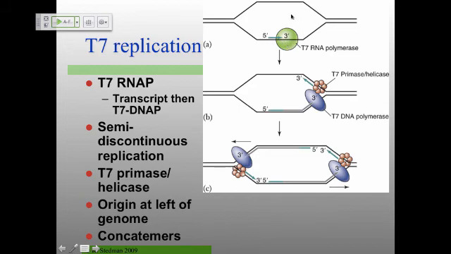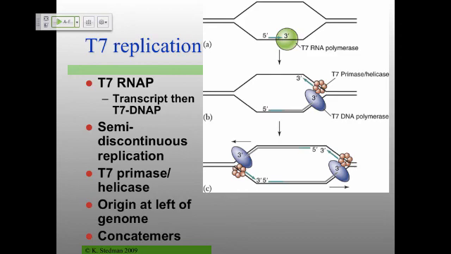lagging strand, etc. There is a T7 primase as well, but it turns out that the first step that you need to make is this T7 RNA polymerase. Primase helicase, again, does what normal primases and helicase do. And this process ends up generating, again, the concatamers. You've got multiple copies of the genome stretched out from one end to the other.